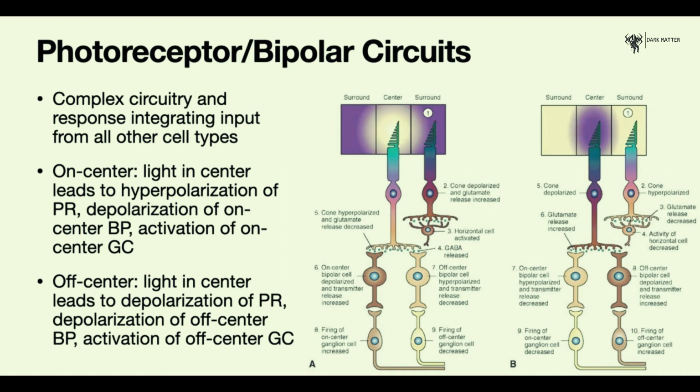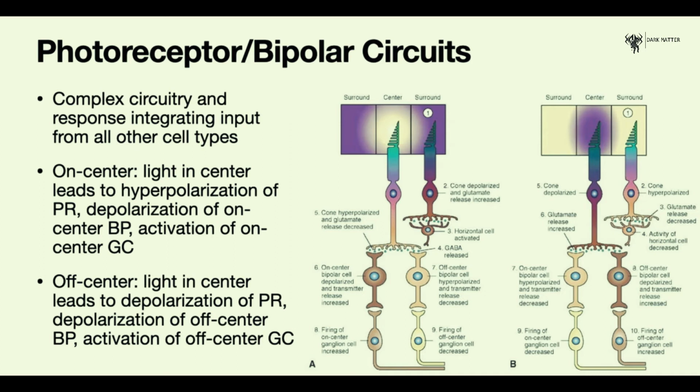The connectivity patterns in the retina are rather complicated because there are many different parallel circuits and interconnected cell types. The photoreceptors synapse onto bipolar cells. This is where the hyperpolarization of the photoreceptor comes in again. Some bipolar cells are called on-center and they are activated by light at their center, and others are off-center, which means that they are activated when there is no light in the center.